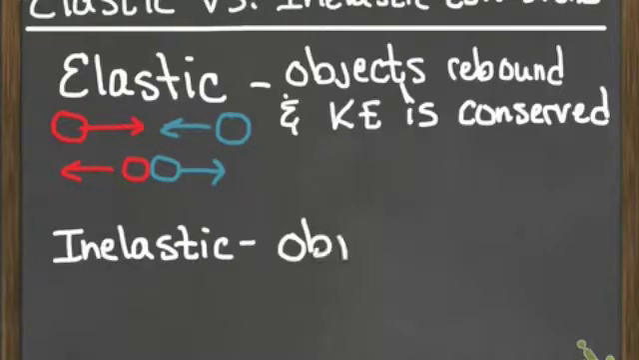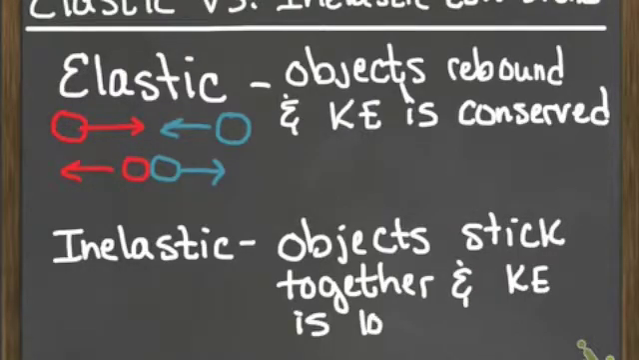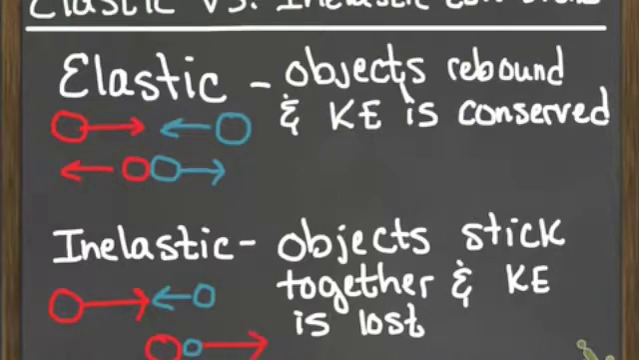And in an inelastic collision, the objects stick together and the kinetic energy is lost. In that situation, I've got a big ball and a little ball traveling, and the red ball bumps into the blue ball and ends up shoving the blue ball in the direction it was still traveling. So that's inelastic. They're sticking together and they're going to continue moving in one direction rather than bouncing off each other and continuing in two directions.